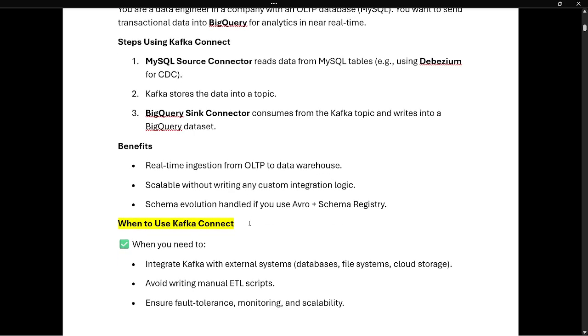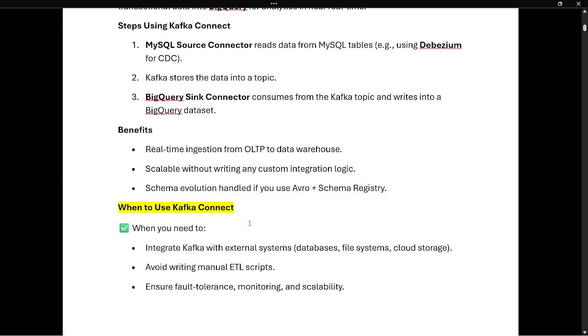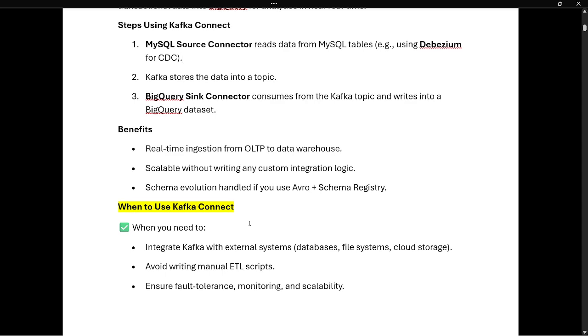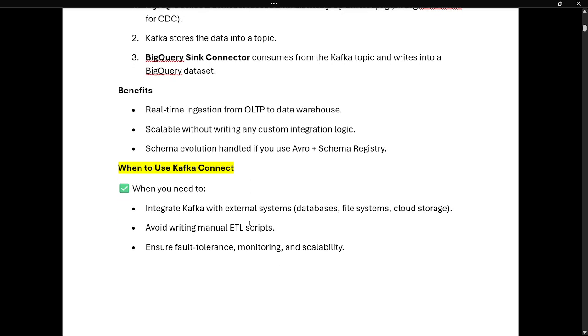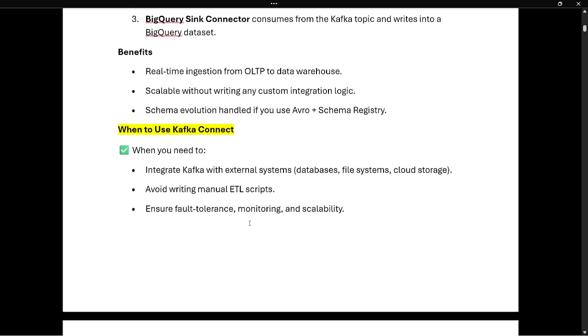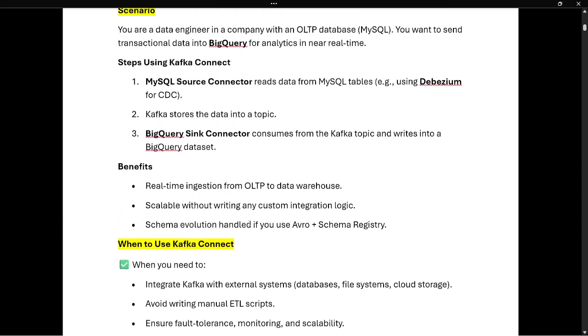Now, when should you use Kafka Connect? Kafka Connect is used when you want to integrate Kafka with external systems like databases, file systems, and so on. If you don't want to write manual ETL scripts, you can use it. If fault tolerance, monitoring and scalability are issues, you can use Kafka Connect. So this is a brief overview of Kafka Connect.